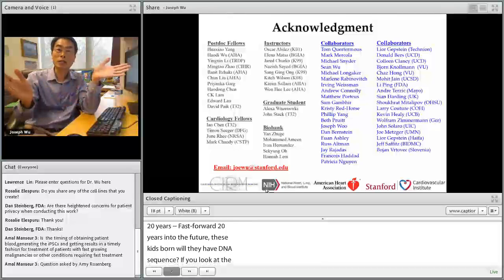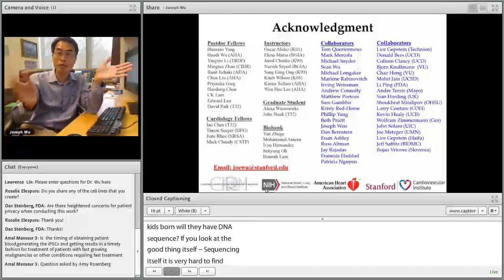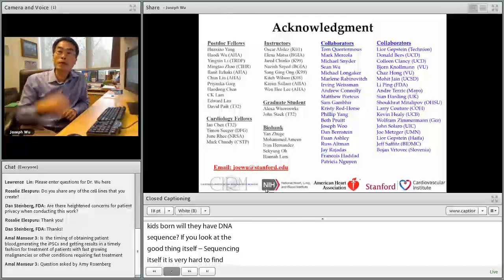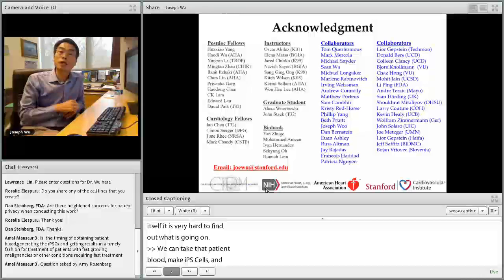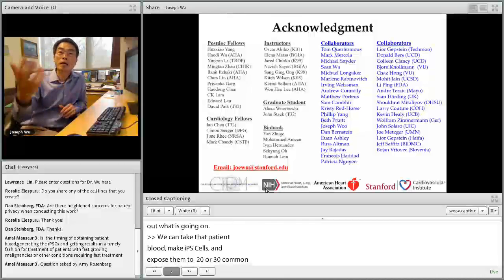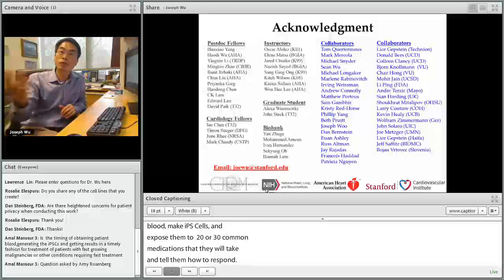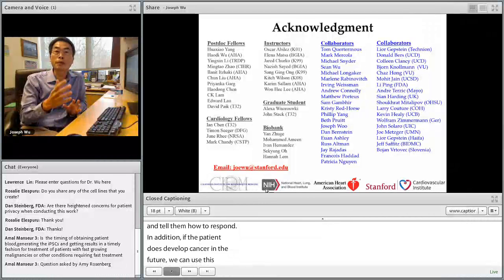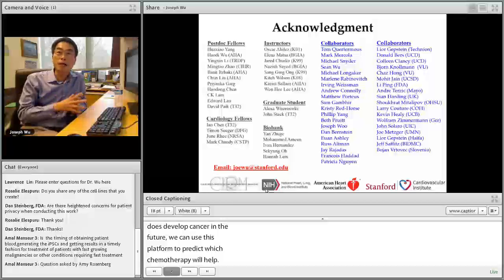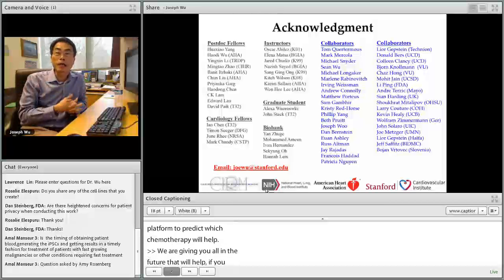Is it possible that in the future we would just take the umbilical cord blood, make the iPS cells, and expose them to maybe 20 or 30 common medications that the patient is going to take, and tell them how they're going to respond? In addition, since we already have the cells, if the patient develops some type of cancer, we could use this platform to predict which chemotherapy is going to help or not. I'm just giving you additional possibilities for the future. But as of 2016, if you have an aggressive cancer like pancreatic cancer or GBM, it's not going to help.